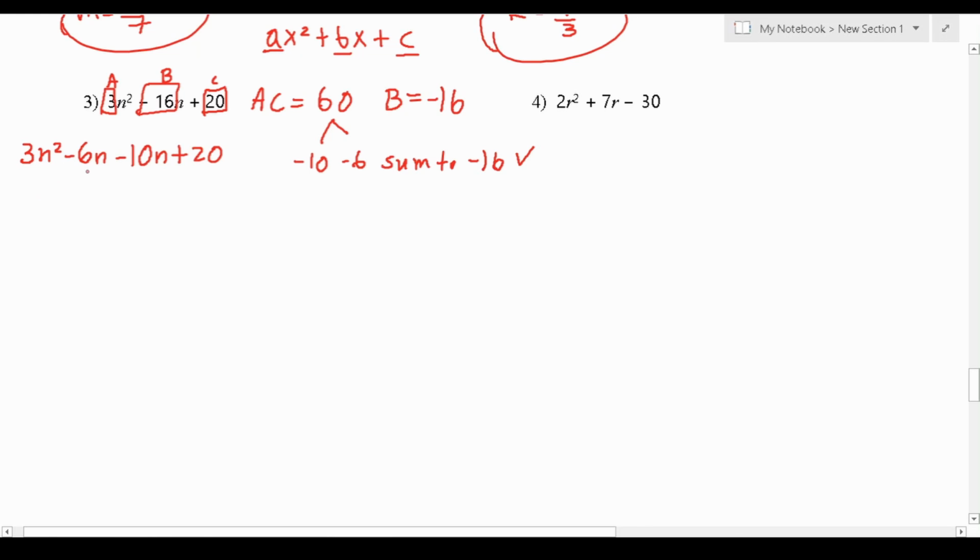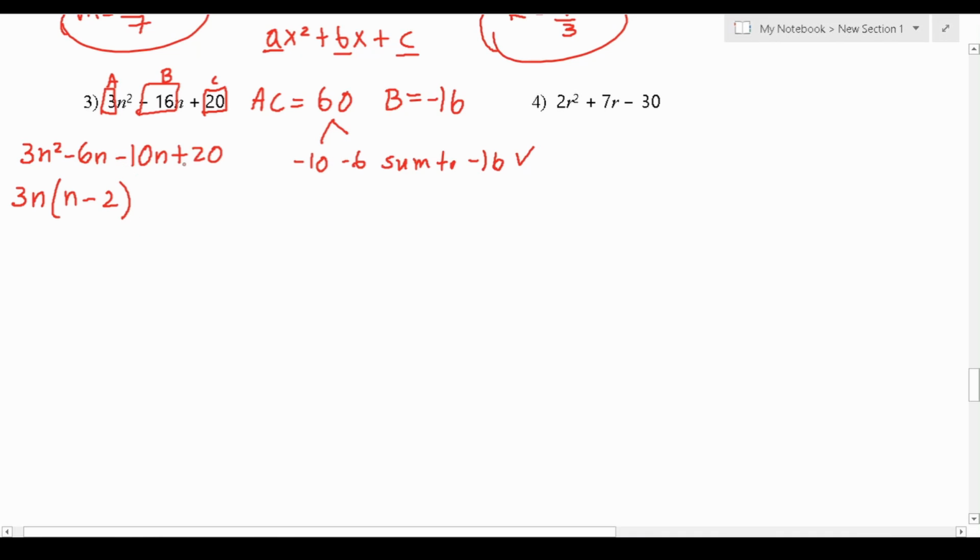So now I'm looking at these first two terms, notably 3n squared minus 6n. I'm trying to factor out some common terms. As you can see, we can easily factor out a 3n, which will leave us with n minus 2.